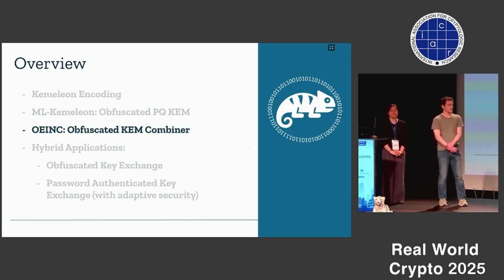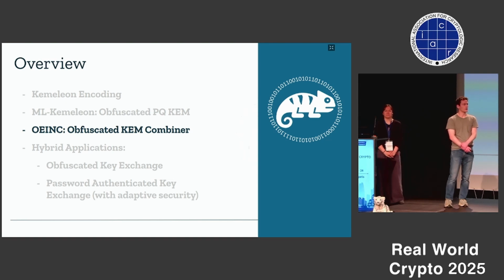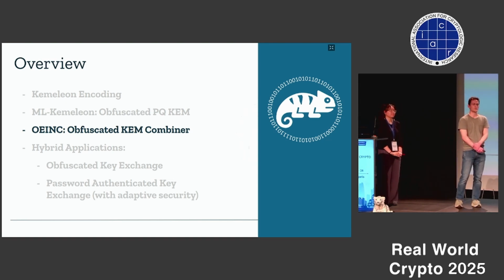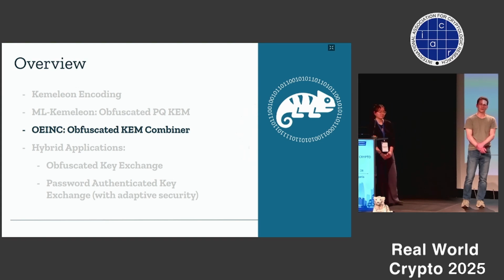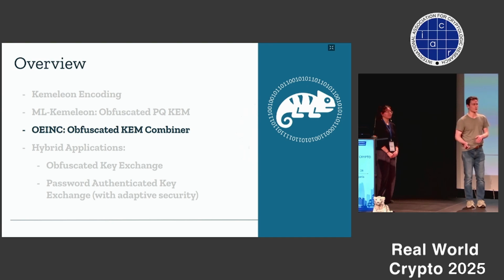Thanks. So we've seen how to make an obfuscated key encapsulation mechanism that's post-quantum, but sometimes we want to hedge against attacks against new implementations, because it's new code, and attacks against the mathematical underpinnings of these new schemes. So we want a hybrid obfuscated key encapsulation mechanism. That is a hybrid OKEM that combines the classical hardness of an OKEM with the post-quantum hardness of a separate OKEM. So how do we do that?